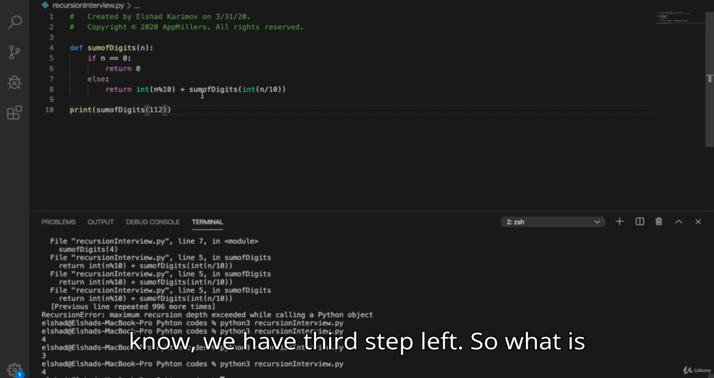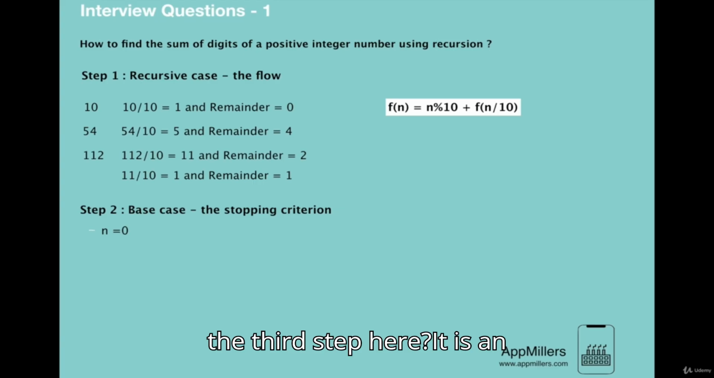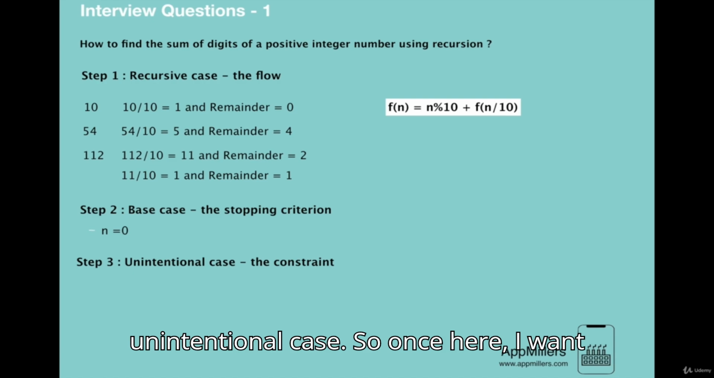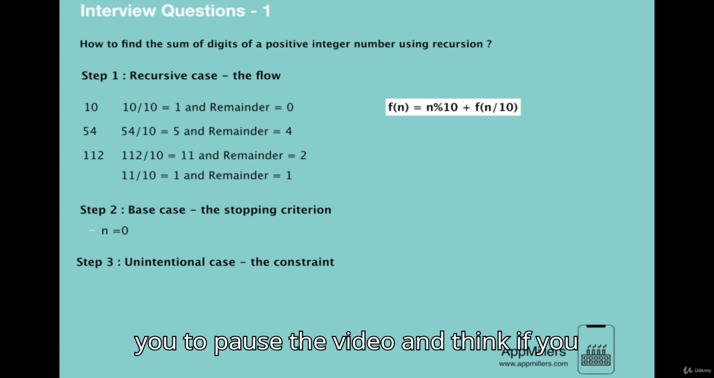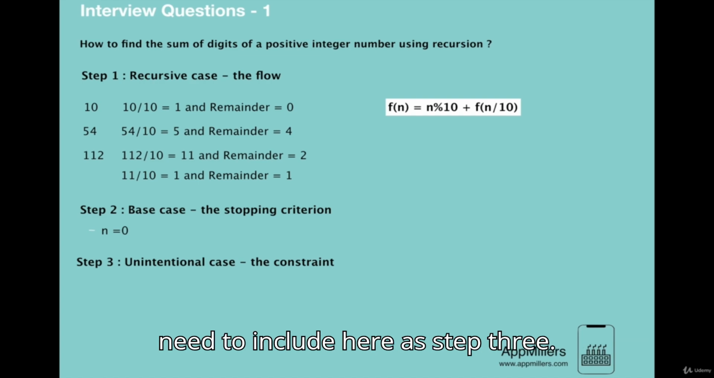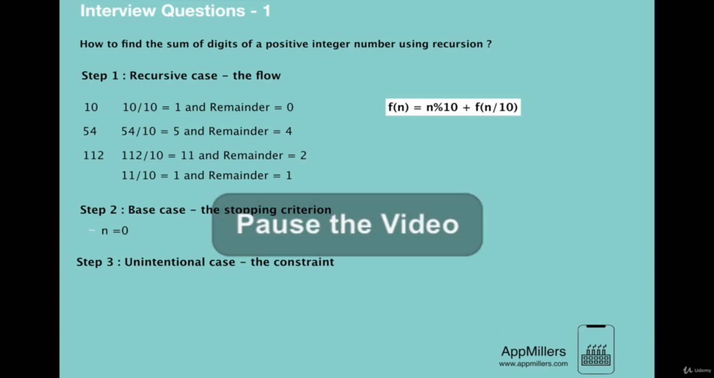As you know, we have a third step left. So what is the third step here? It is an unintentional case. So here, I want you to pause the video and think if you can come up with what condition we need to include here as step 3.